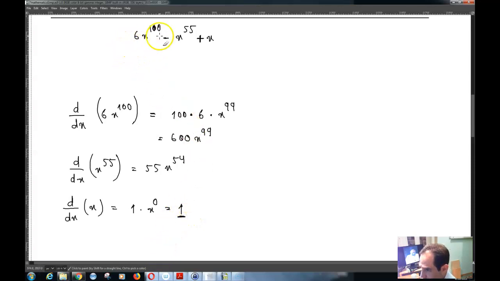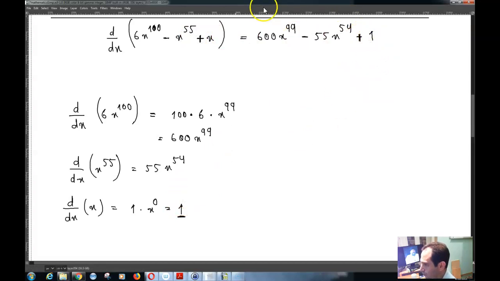So then you can write this as: d by dx of this polynomial over here is going to be 600 times x raised to the power 99 minus 55 x raised to the power 54 plus 1. That is the derivative of the function.